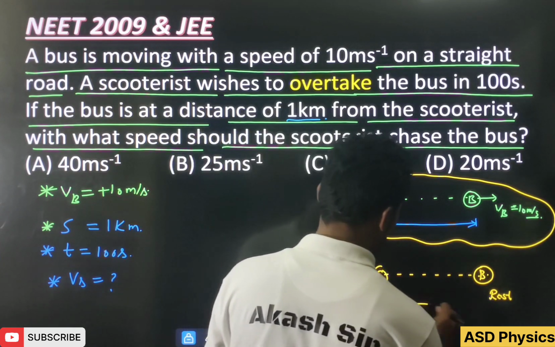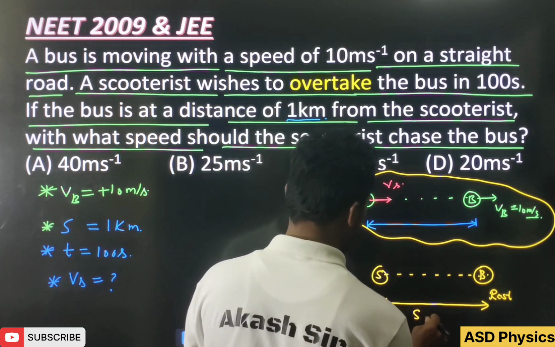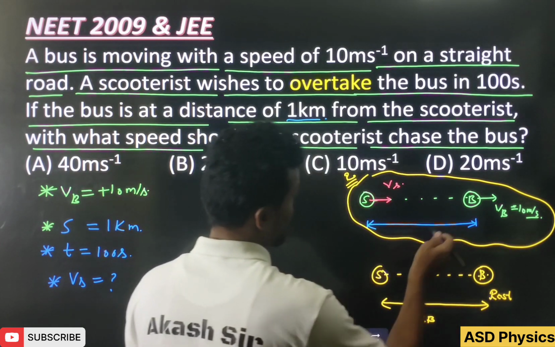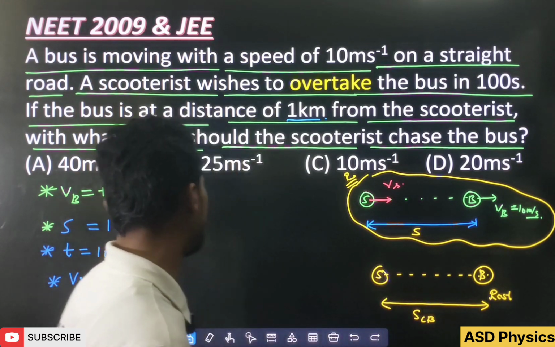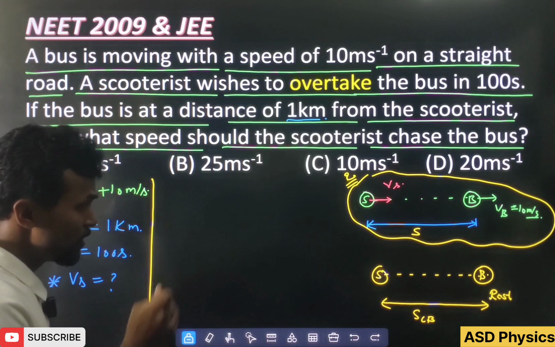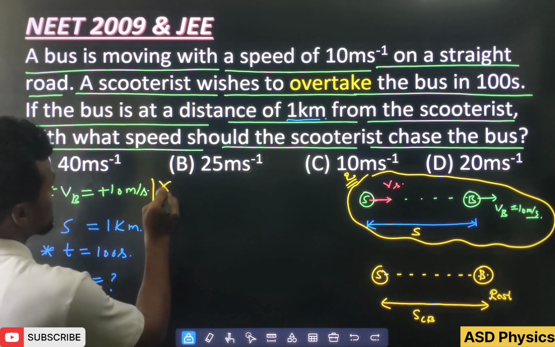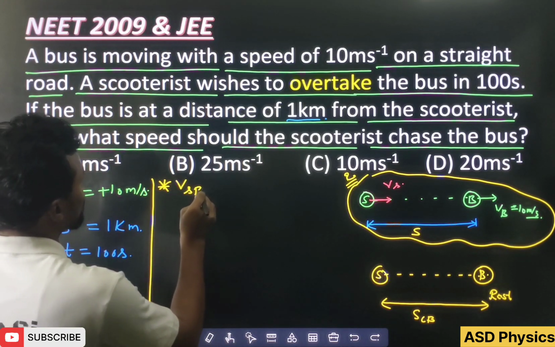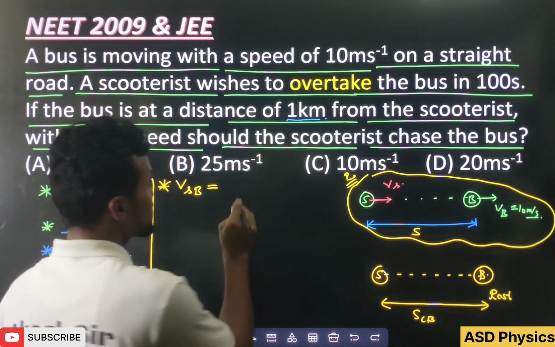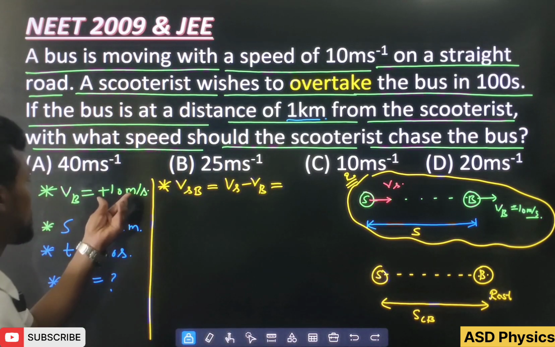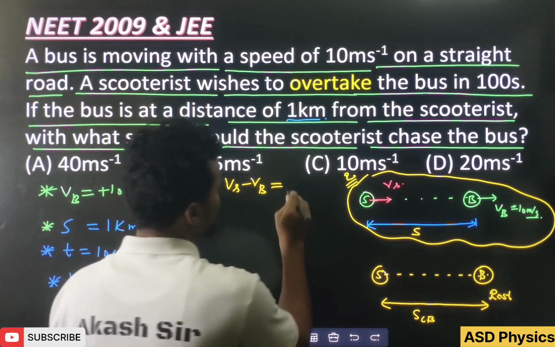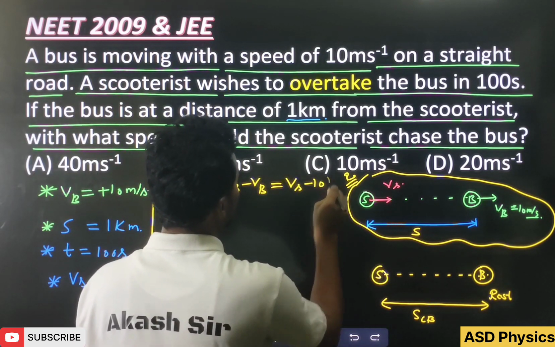Anyhow, now in this situation, the distance between them was S, like this. So here it will become S_CB, because I have stopped the bus. So see here, what can we write? Here I can write the velocity of scooter with respect to bus, because the bus is stopped. So Vs minus Vb. Vb is how much here? 10, and Vs is also in the same direction. So we can write Vs minus 10.